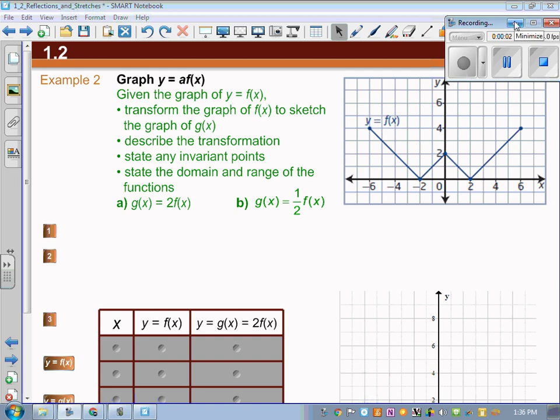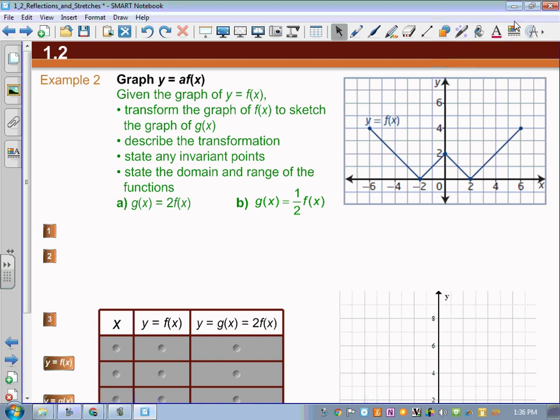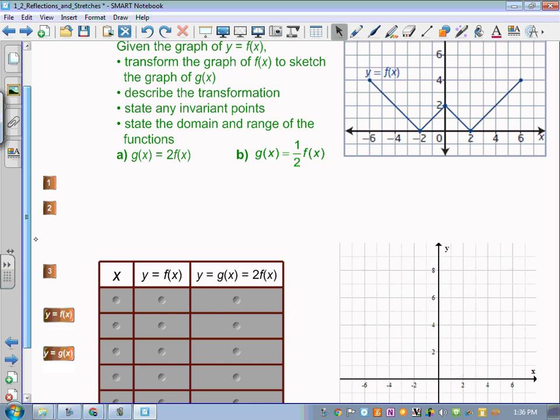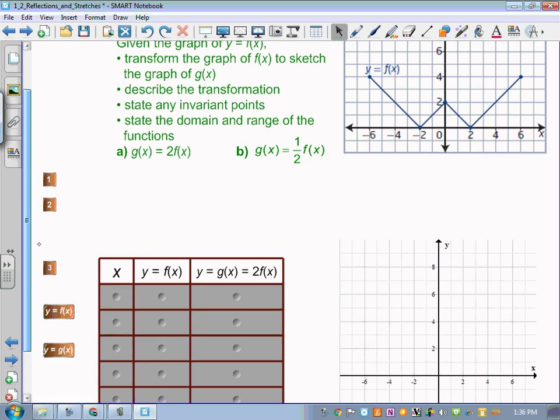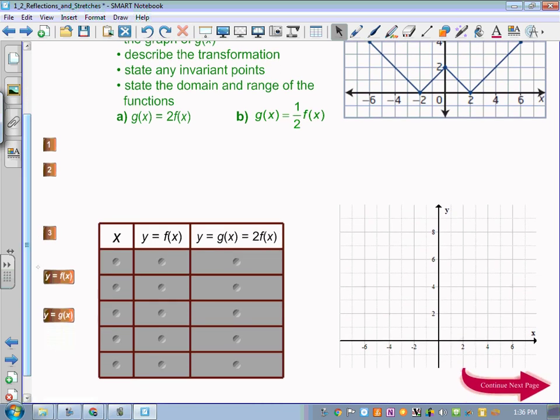This is example 2 from 1.2. Basically, it's just looking at a little more in depth. Instead of just doing a reflection, we're going to see that we can do transformations that involve stretches as well. And it is important that all we're really doing is making sure we're identifying our parameters.